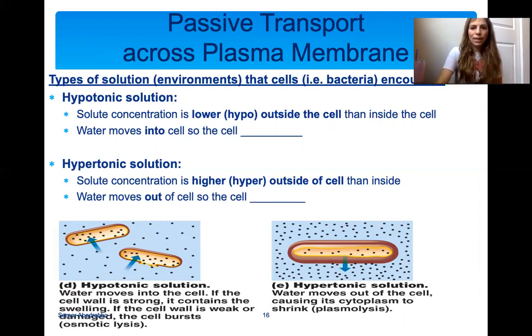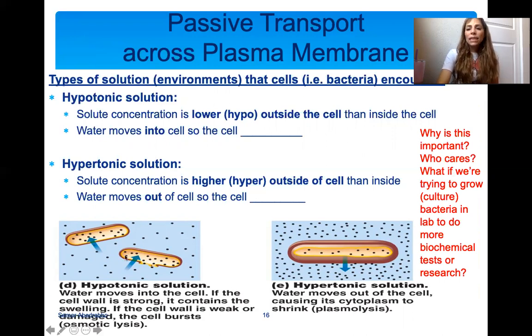So the reason why this is important, the whole types of solutions, is if you're a scientist and you're growing cells in lab, if you are growing cells in a hypotonic solution, the cells will grow so big and burst and eventually die. If you grow cells in a hypertonic solution, if your solution is so salty, the water in the cells will leave and the cells will shrivel and die.